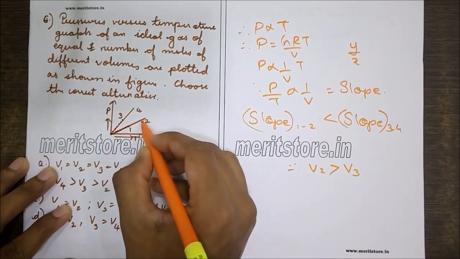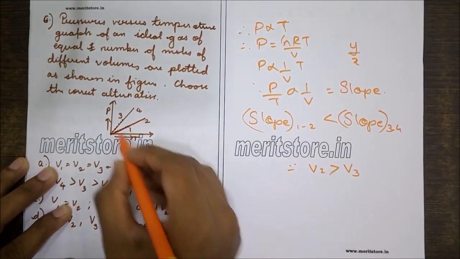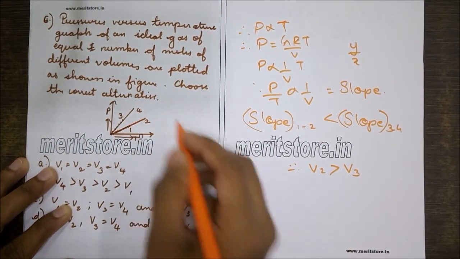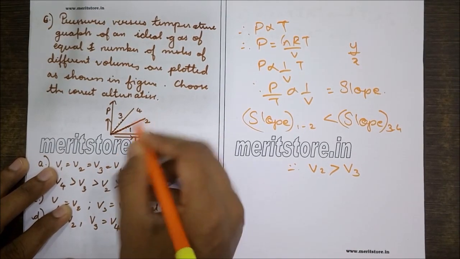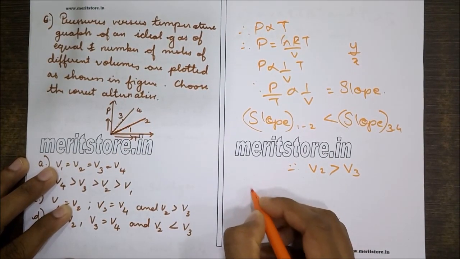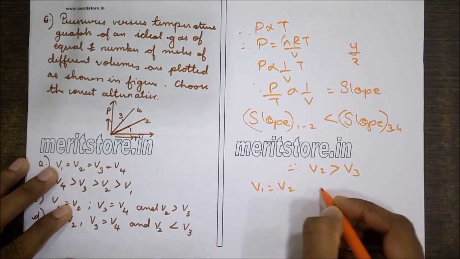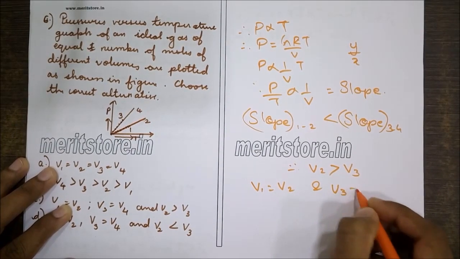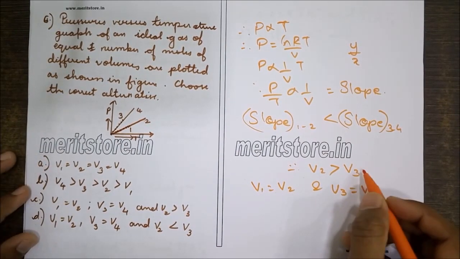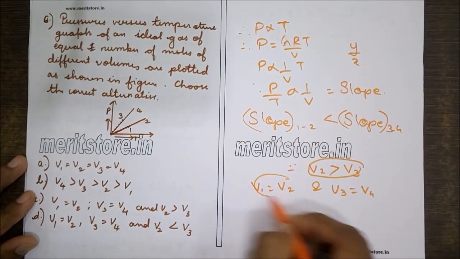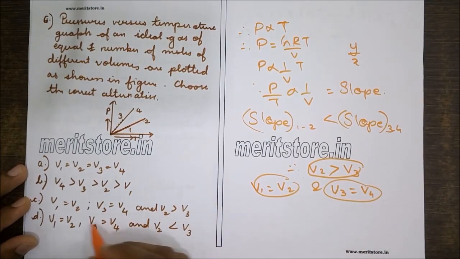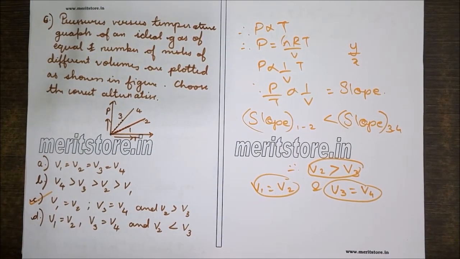Also for a given slope line, the volumes of all the points are equal on that line. So therefore V1 equals V2 and V3 equals V4. So using these three relations that we get, option C is the correct answer.